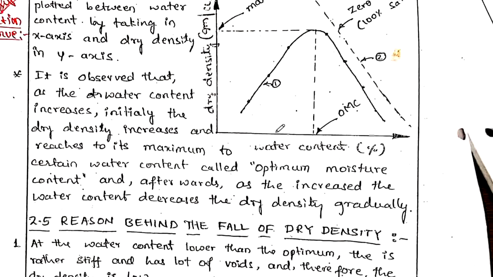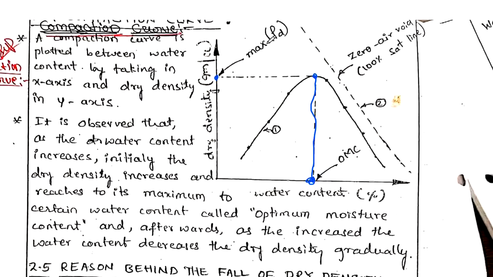Now after that, water content is on the x-axis and dry density is on the y-axis. I have to plot the curve, and whatever the peak point of the curve is, I have to mark that peak point. On the x-axis, whatever the water content is there, it is going to give us the optimum moisture content. On the y-axis, whatever the dry density is there, it is going to give us the maximum dry density.